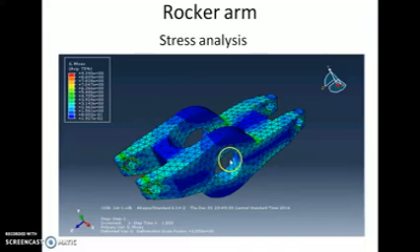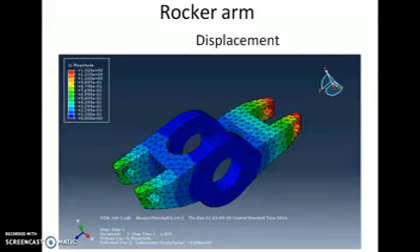Here the rotation boundary condition is applied where the small shaft inserts, and loads of 1.4 Newton and 2.2 kilonewton are applied at the top and bottom end of this rocker arm. The maximum displacement shown by the result is found at the lower tip of the rocker arm.